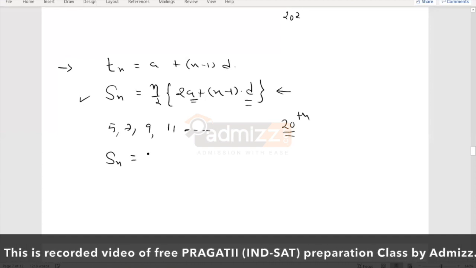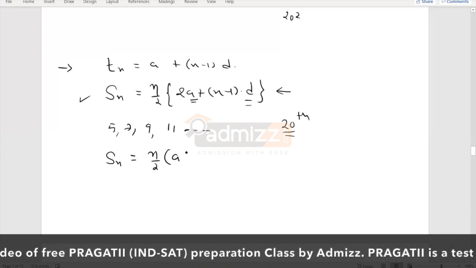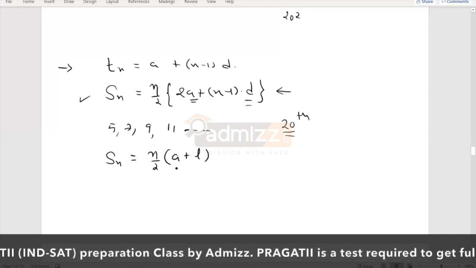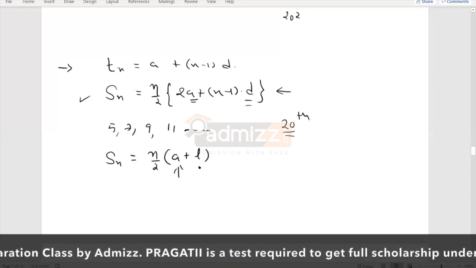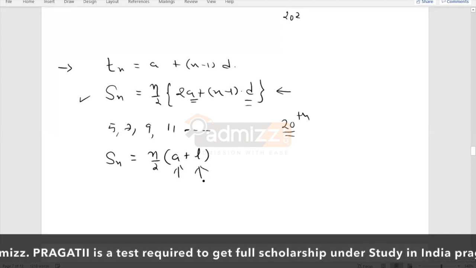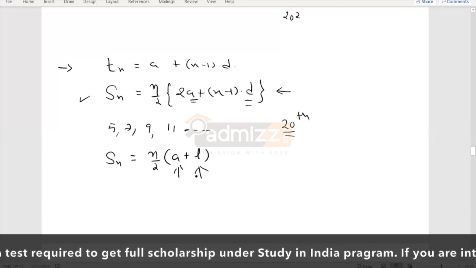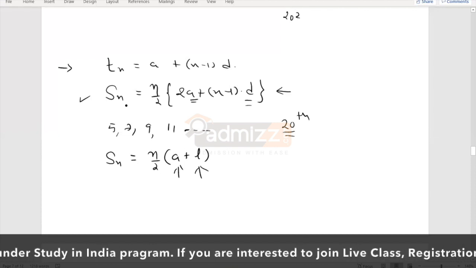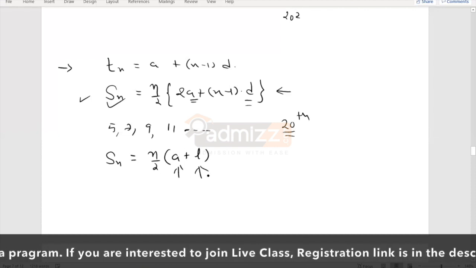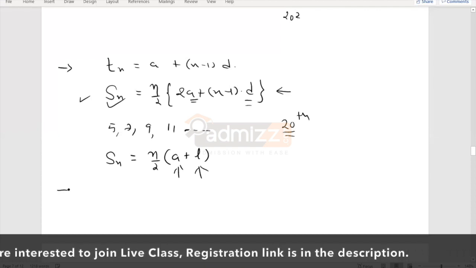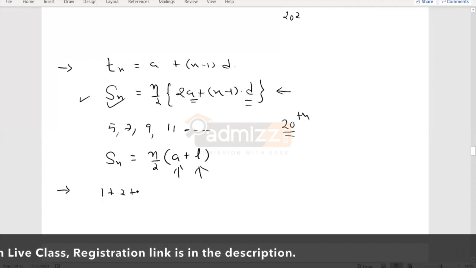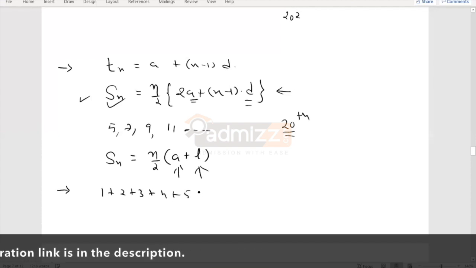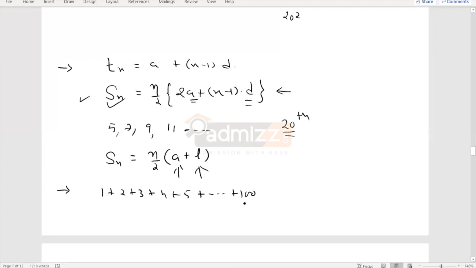And one more formula will help you: n by 2 in the bracket A plus L. A is the first term, L is the last term. If you have the first term and last term, you can get the answer directly, without using the other formula, by using this formula. And sometimes, 1 plus 2 plus 3 plus 4 plus 5 up to 100. Last time this example was to find the sum of this 100.